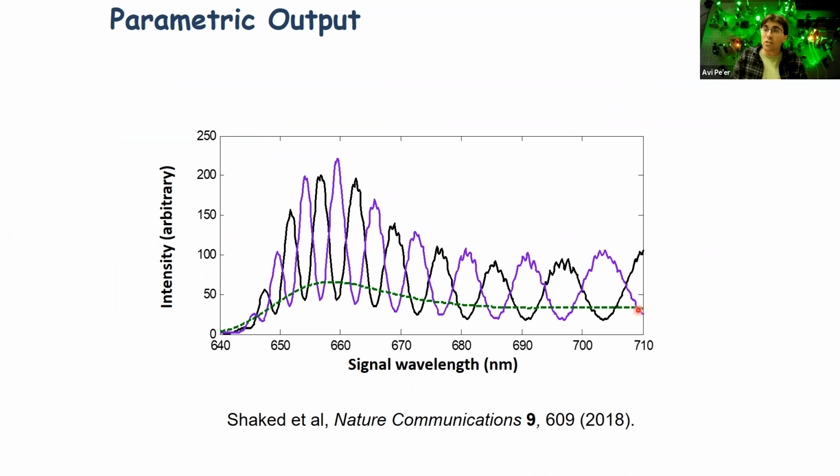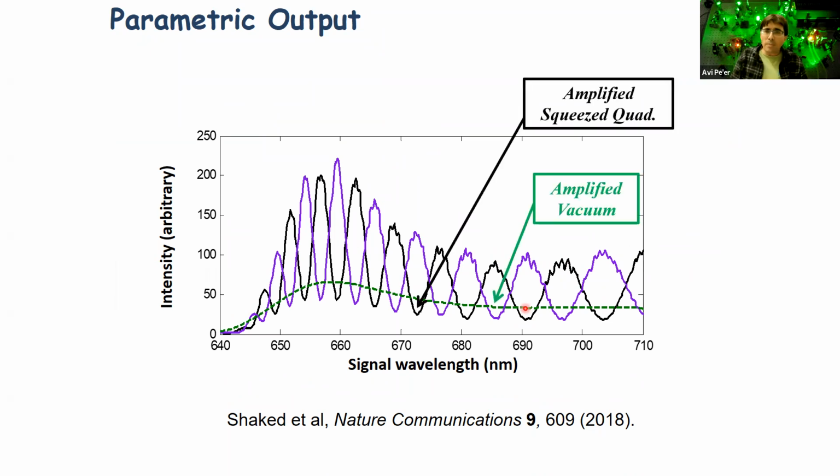And then we let the squeezed light in, and we see, first of all, fringes. I'll tell you in a moment why they are there, but the important thing is that sometimes they go below the vacuum. The fact that you have an amplifier that has some noise, and now you let in input and you see less than this noise, this is something that cannot happen classically. Classically, if you have an amplifier, it cannot output anything less than its own noise.